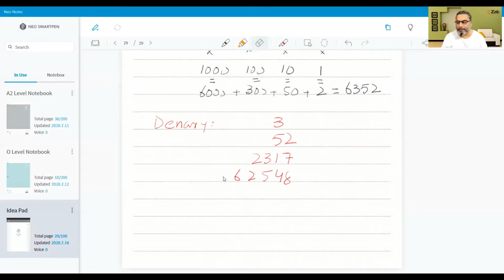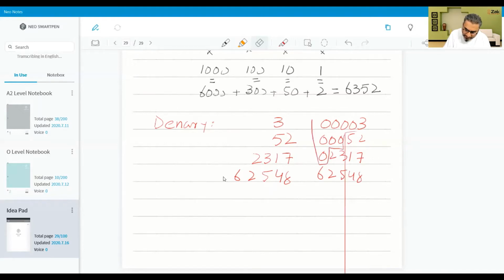What if you have this compulsion to complete every single digit in denary in a particular number of digits? What does it mean? It means that we have to write every number in 5 digits. So we will be like 00003, 00052, 02317, and 62548. So it means that we have to put these zeros here to complete the number of digits.